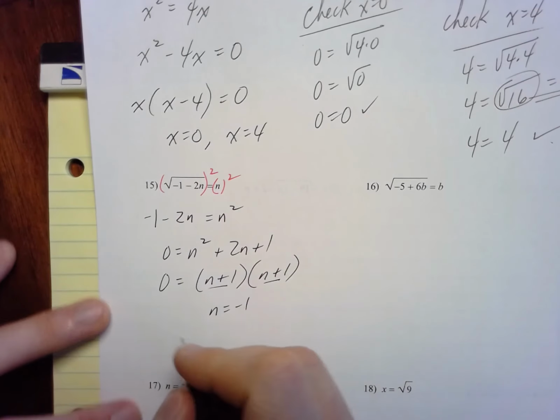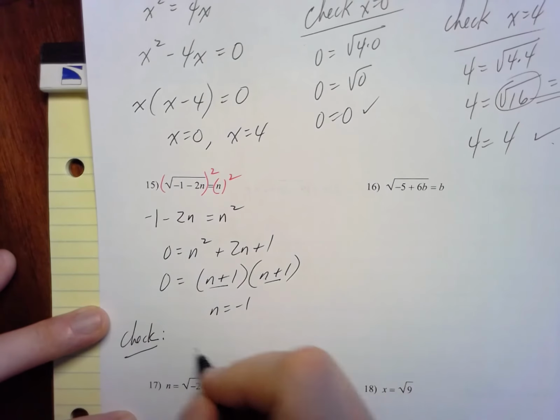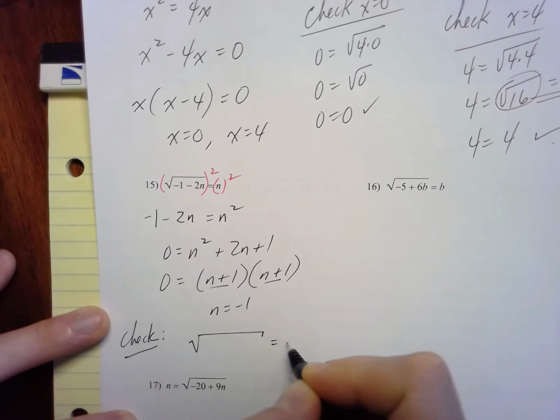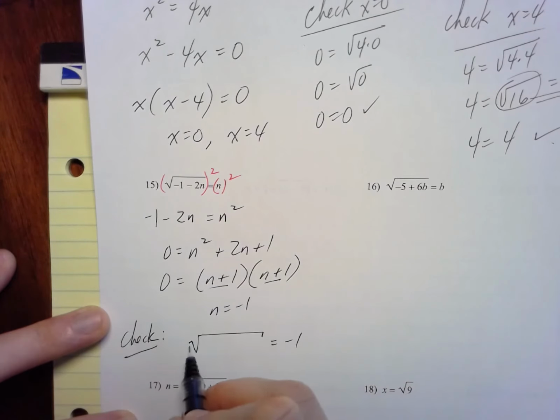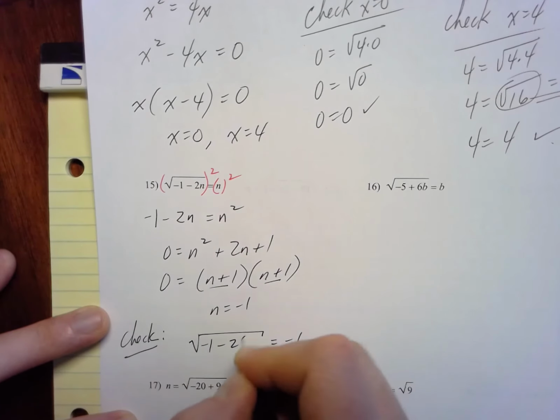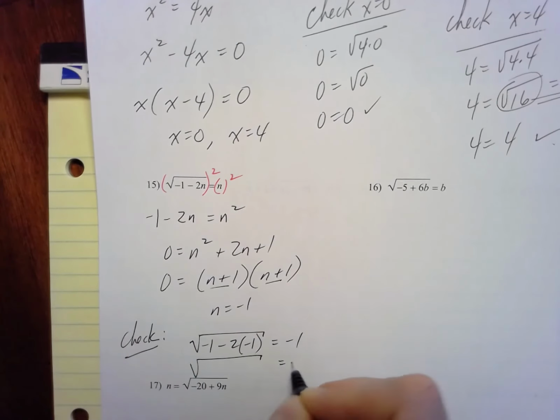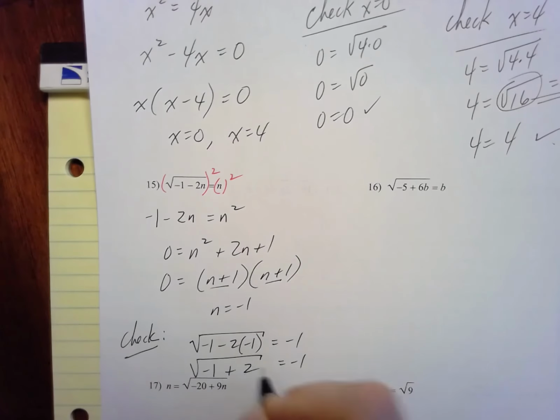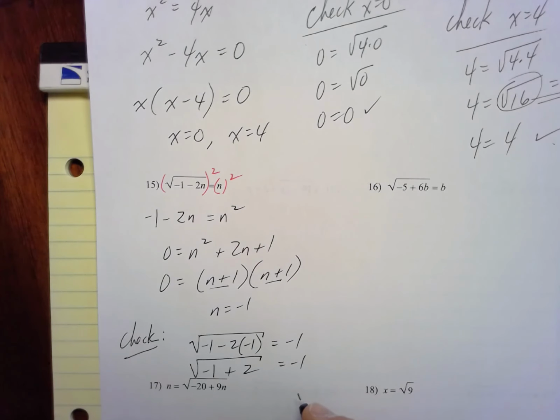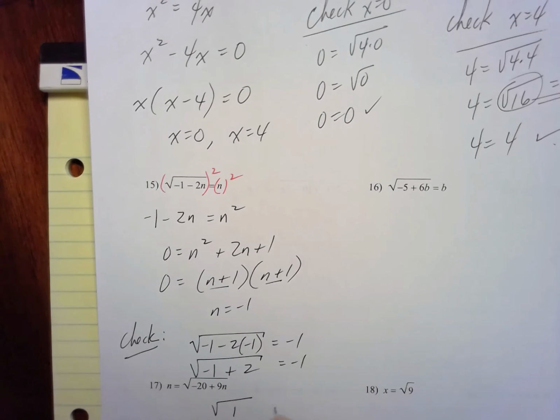But here's what I notice. When I'm checking, I've got a big square root equals negative 1. That's a problem because I can't get a negative out of this. Do you see what I'm saying here? Look at this. Negative 1 minus 2 times negative 1, so the square root of negative 1 plus 2, right? So then we've got the square root of 1 equals negative 1.